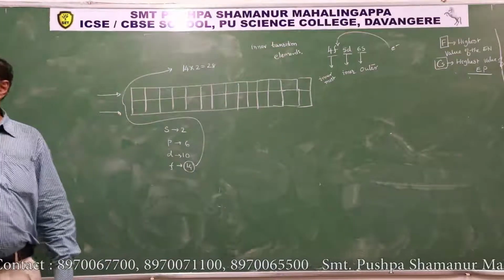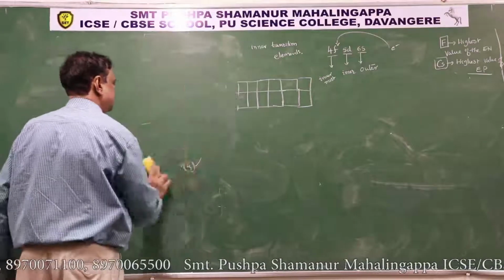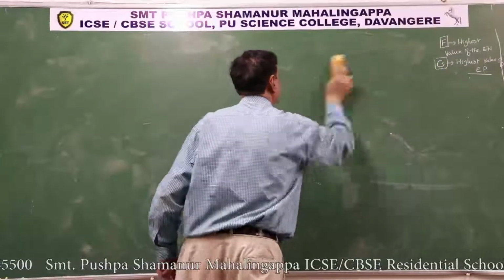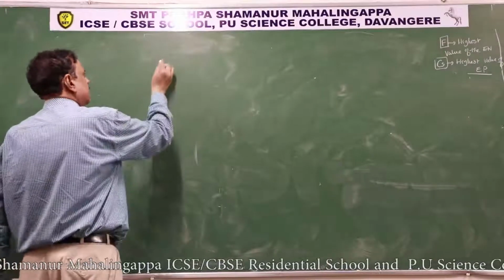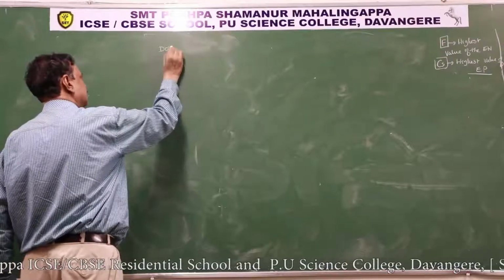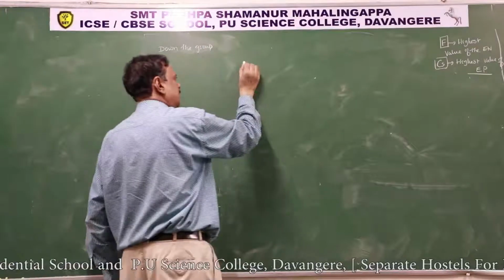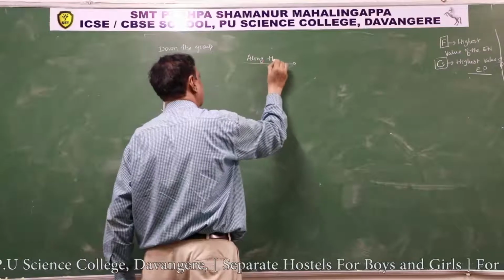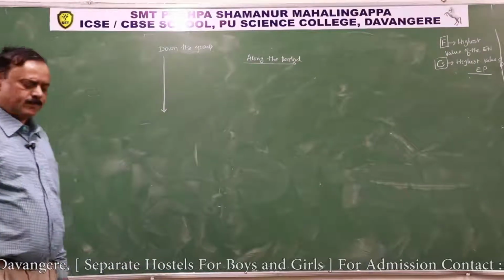Now, what are the periodic properties? That is, the trend in the periodic properties. See, this representation is called down the group. This is called along the period. Along the period and down the group.